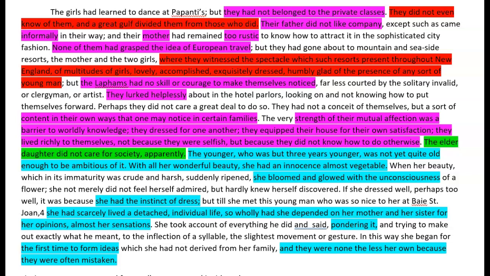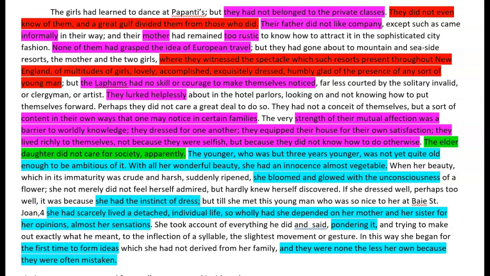And it says that maybe they didn't care to because they were content in their own ways. And they were content because of the strength of their mutual affection, which is a barrier to worldly knowledge. They dressed for each other, meaning they only wore what the other person thought was cool, and they made their house comfortable to them, and they lived basically for themselves, and not because they were necessarily selfish, but that's just the only window on the world they had.